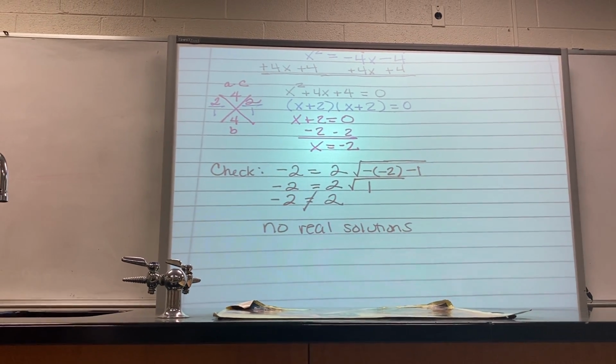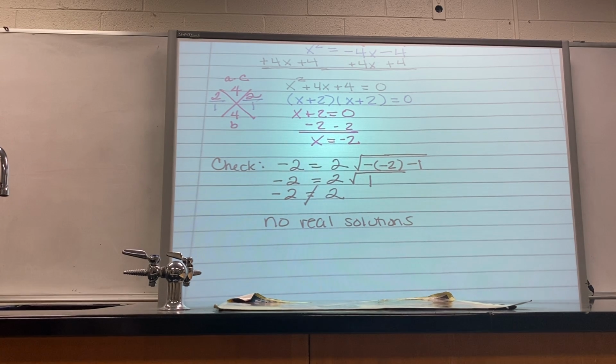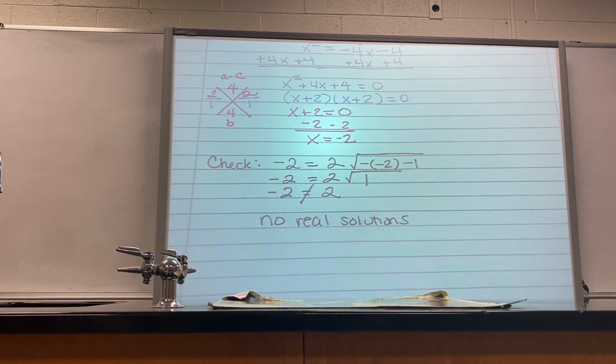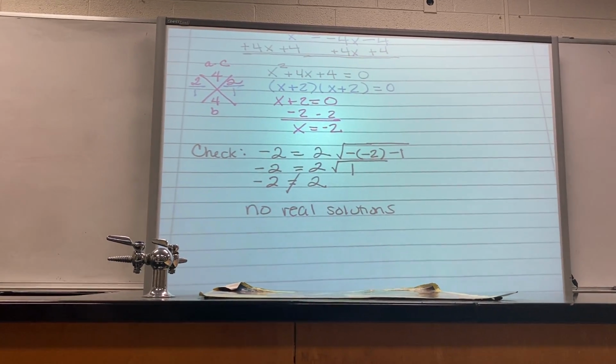Questions on example 3? If you don't have a lot of room left on your paper, you probably want to start a fresh sheet.